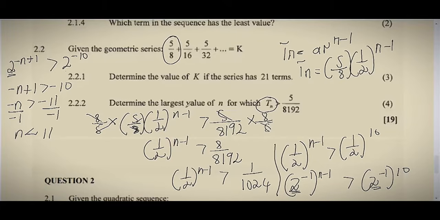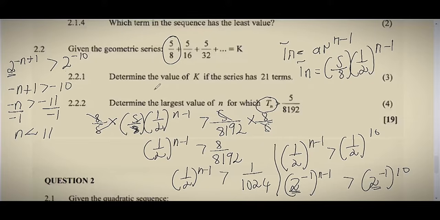Right. So what is the largest value of n? What is the largest value of n that is less than 11? Remember, we are trying to get the largest value of n for which Tn will be greater than 5 over 8192. So in order to find the largest value, this is telling us that the integer here has to be less than 11.